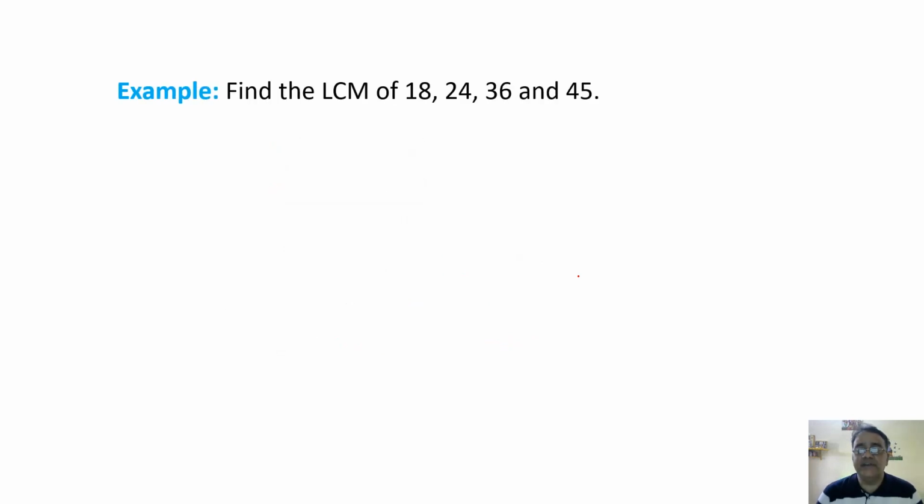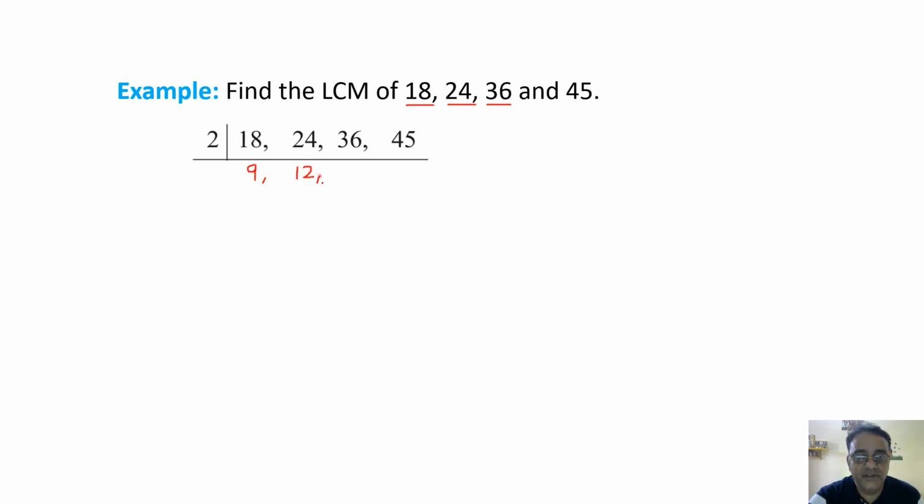So now we are moving toward the second last question. Find the LCM of 18, 24, 36 and 45 by using the long division method, right? So see, 18, 24 and 36, these three numbers are divisible by 2. So we are going to divide by 2 first. So what are we getting here? 9, here 12, here 18, now here 45. The same number we will carry forward. Why? Because 45 is not divisible by 2, right?